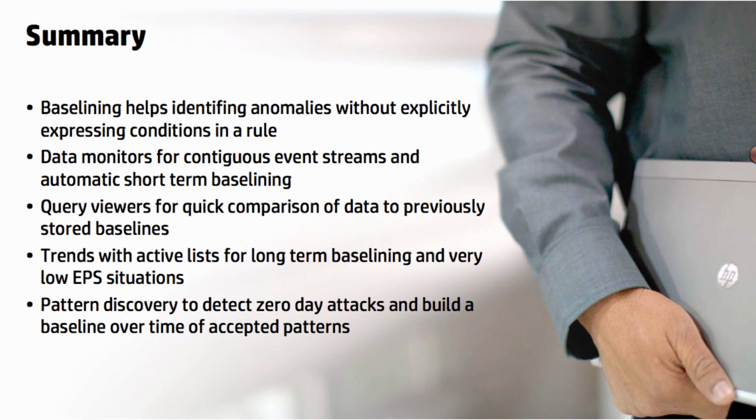The much more sophisticated, but a little bit more complicated set of technology with trends and active lists allows us to create baselines for very long-term data, and also with very low events per second situations as well. So the idea is that we can capture data, whether it's a day, a week, a month, have that updated into a trend table, and then have an action where that data is made available for rules for doing correlation and so on. It becomes a much more powerful aspect to build out a much more sophisticated anomaly scenario.